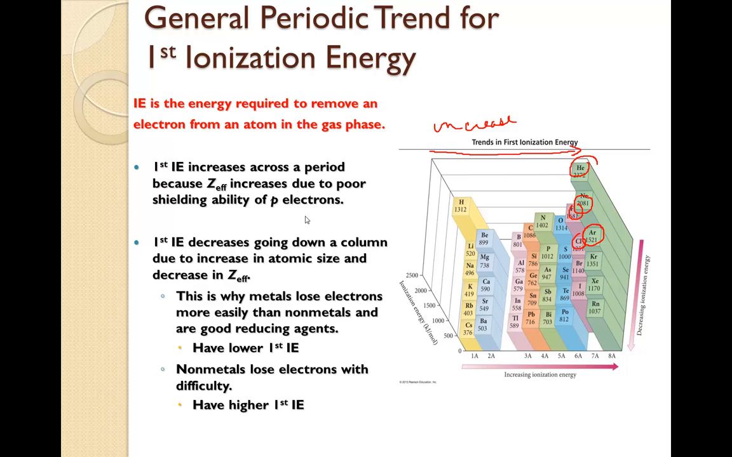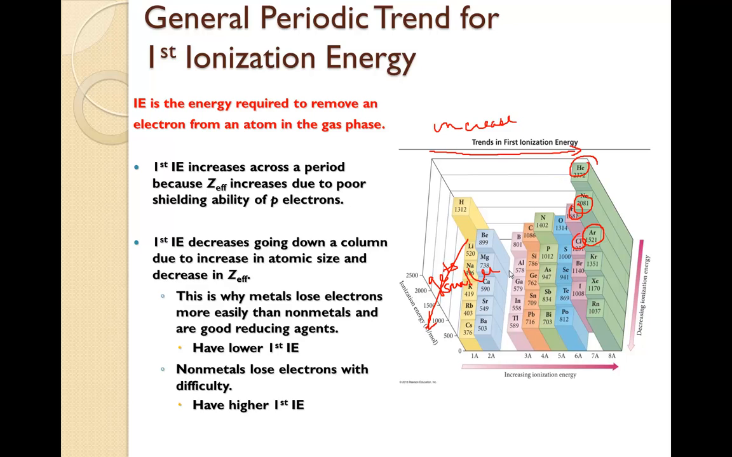This is because the Z effective, or the effective nuclear charge, increases due to the poor shielding ability of the p electrons. The first ionization energy also decreases as you go down the column, due to the increase in atomic size and the decrease of the effective nuclear charge.